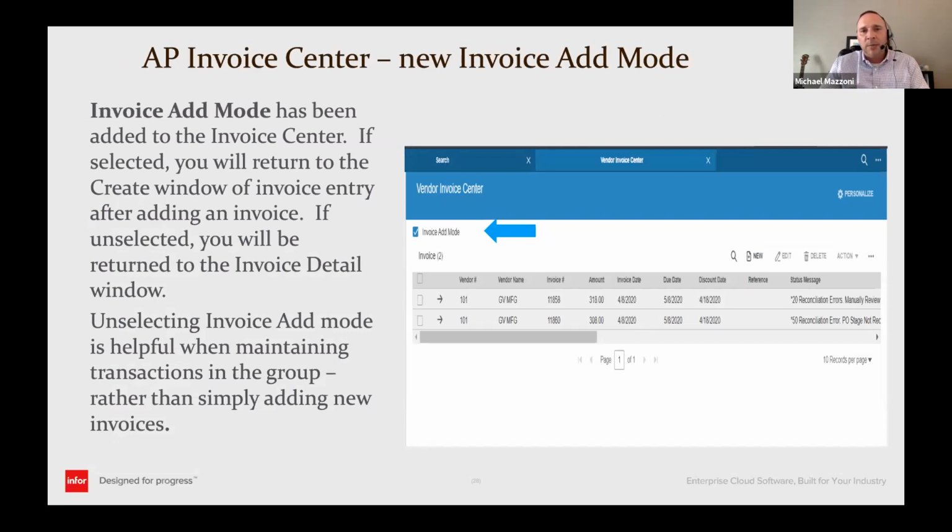And then in the invoice add mode, I have the ability to check or uncheck that. So if I am working on an invoice and I want it to automatically prompt me to enter the next, I can. If I uncheck that, it'll take me back, because maybe I'm doing one at a time and they're in no particular sequence.